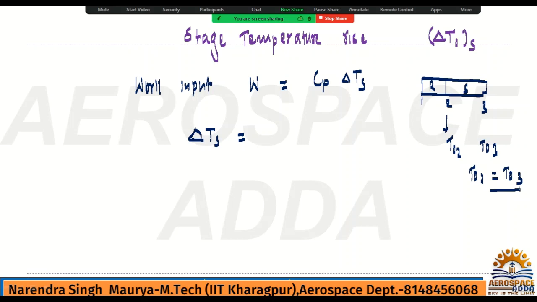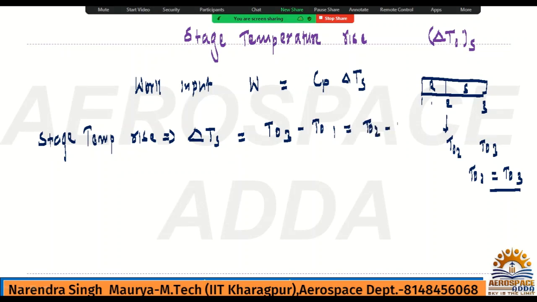So if you check across the stage, what is the stage? It is 1 to 3. So the stage temperature rise is nothing but T03 minus T01. Yes or no? This T03 will also be T02, because T02 and T03 are the same. Because it is a stator, it is just like a diffuser only, and across the diffuser, total temperature will be constant. So you can say T02 is equal to T03.